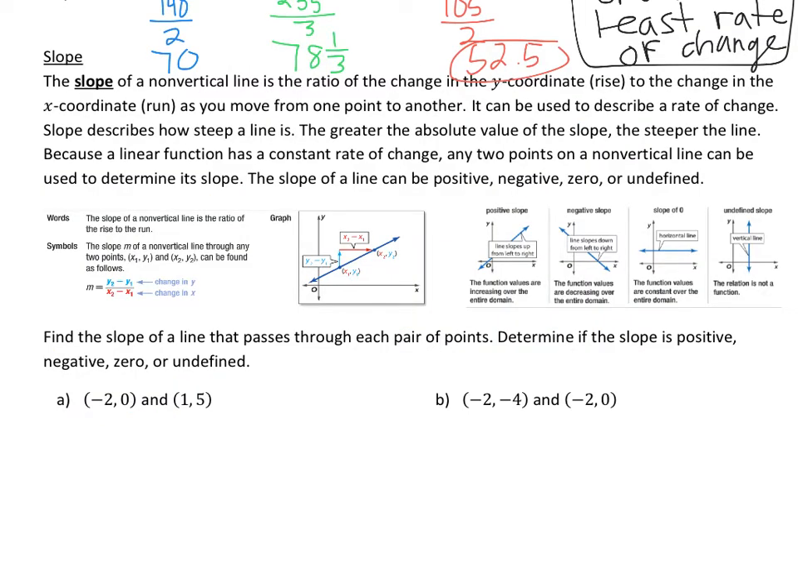The slope of a non-vertical line is the ratio of the change in the y-coordinate, the rise, to the change in the x-coordinate, the run, as you move from one point to another. It can be used to describe a rate of change. So slope is the rate of change. Slope describes how steep a line is. The greater the absolute value of the slope, the steeper the line. Because a linear function has a constant rate of change, any 2 points on a non-vertical line can be used to determine its slope. The slope of a line can be positive, negative, 0, or undefined. So we have 4 choices over here. Let me zoom in.